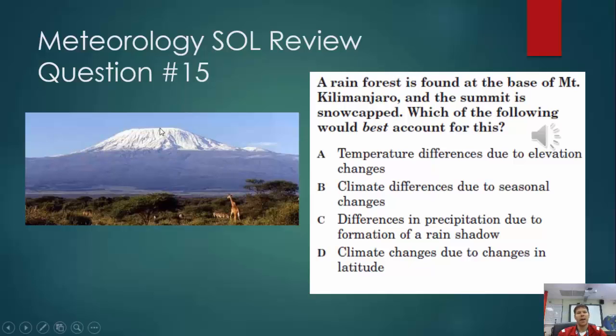Why is it snowing at the top of the mountain? Because it's colder up there. It gets colder as you climb to the top of the mountain. As you go higher in the atmosphere, the temperature drops at a very consistent rate. So our best answer here is the temperature differences due to elevation changes. A.